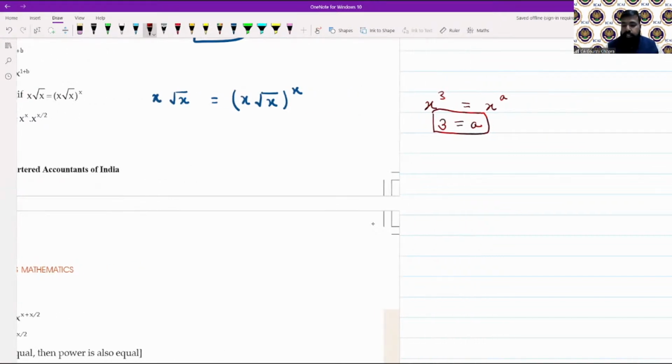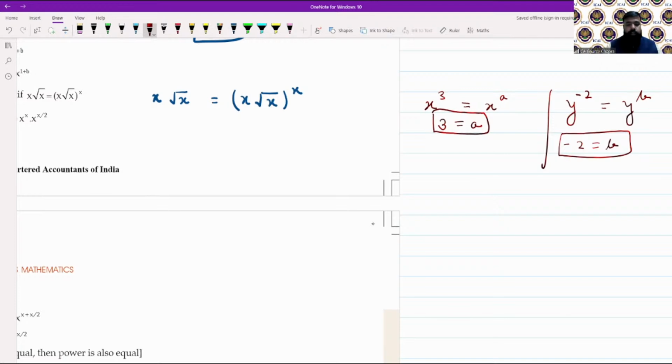Let us take one more example. If it is written as y to the power of minus 2 is equal to y to the power of b, then on both the sides the base y is the same. So we can simply compare the powers. So minus 2 is equal to b. So the value of b becomes minus 2.